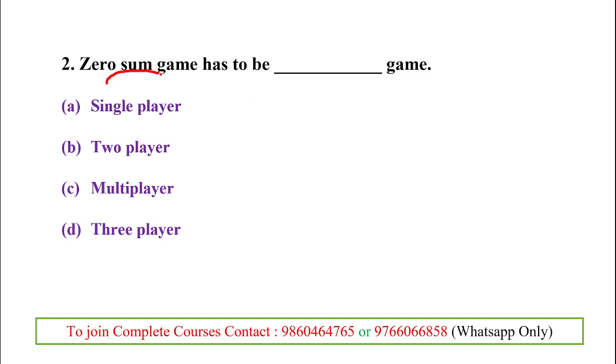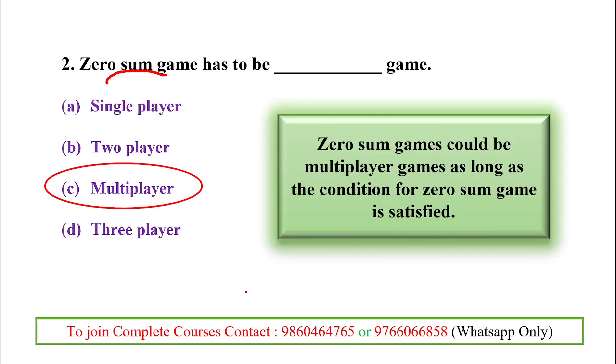Okay. And the next question: zero sum game has to be dash game. Here the zero sum is something different, and that game has to be a single player, two player, multiplayer or three player game. And the answer is multiplayer. So for a zero sum game, that has to be a multiplayer game. Why? Because the zero sum game has a long term condition, and for this condition to be satisfied, the zero sum game could be multiplayer.